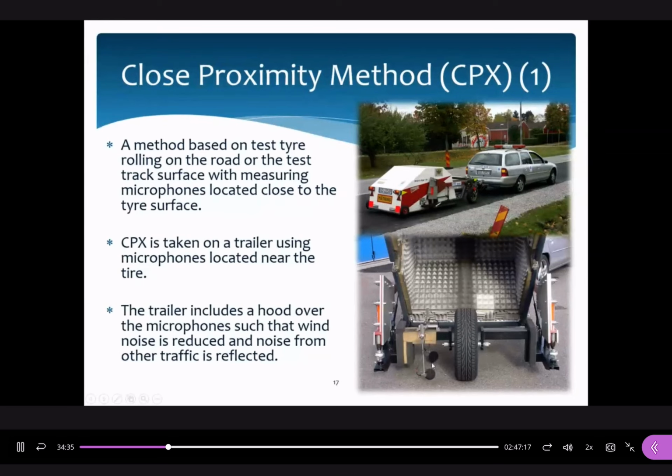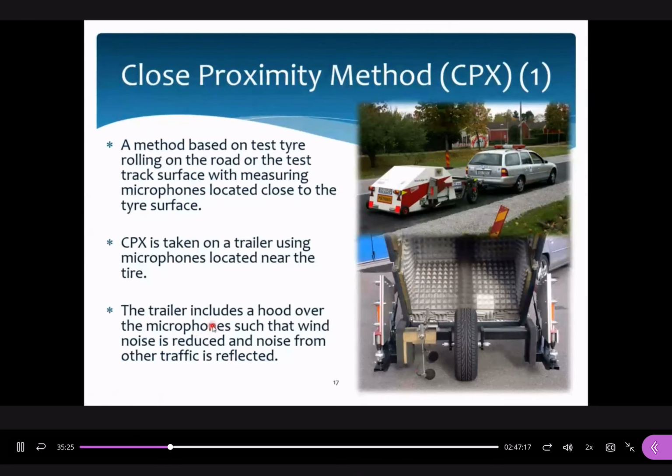And along the trailer, we install microphones to check the variations in the rolling noise. This is a method based on the test tire rolling on the road surface, the test track surface. We can measure here. CPS is taken on a trailer. Inside this one, we install some absorptive materials, not reflective materials. This is similar to our semi-anechoic chambers. When you install absorptive materials here, the noise generated from the tire and the road surface can be absorbed, and it will not affect the measurement results.